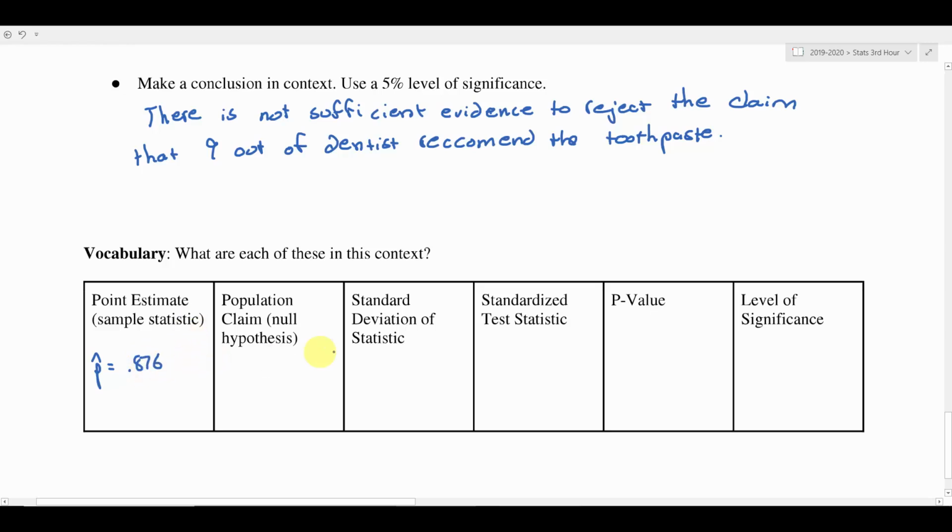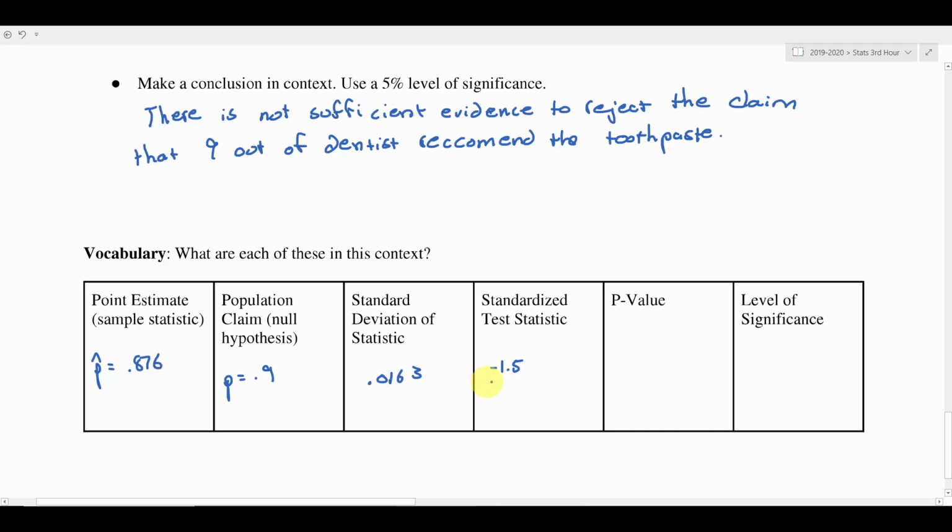The population assumption or the population claim by the toothpaste company was different. They said it was 0.9. The standard deviation of the statistic, that's where we do the p times 1 minus p thing. So we got 0.0163 for that. And then we found out how many standard deviations away the point estimate was from the population claim. So how far away was 0.876 from 0.9? It was 1.5 standard deviations away to the left. That's why we have the negative there.